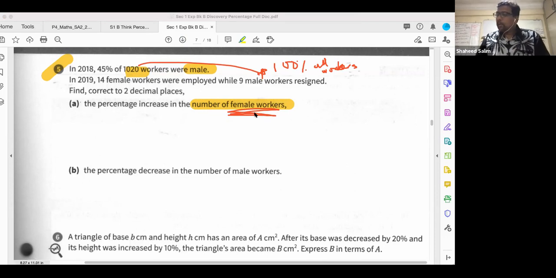Female workers. Question not too precise. Hold on. Find the percentage increase in the number of female workers. So now 2018 female workers is 100%. Okay, remember, this 100% is different from the top 100%. This is not 1020. You got to find out 2018 how many female workers. That is the 100% of the female workers. Then you find the increase. I hope you know what I'm talking about.